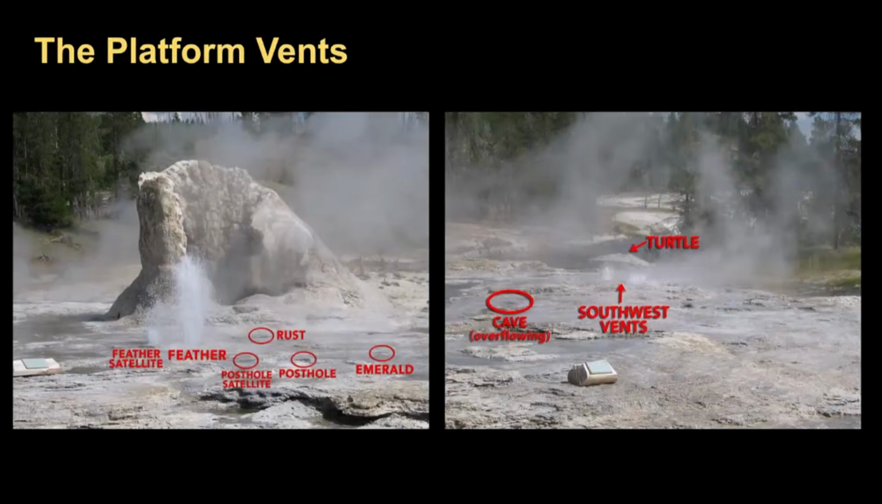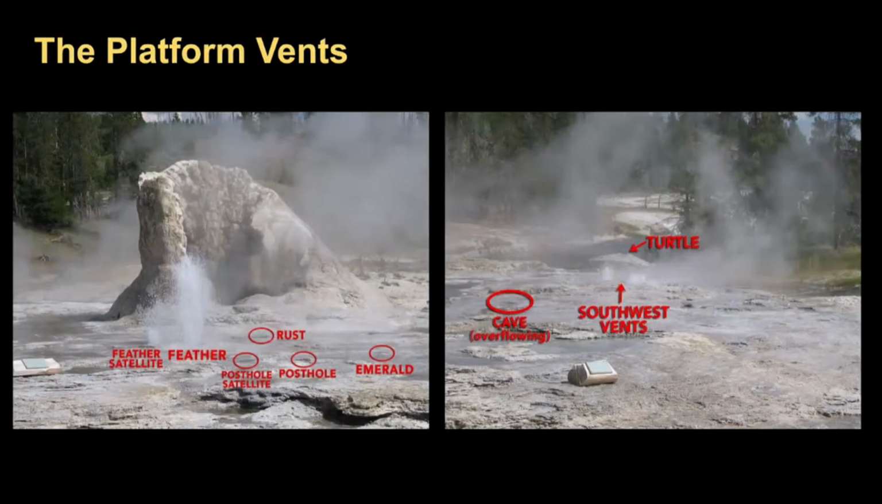To the right is Rust, which is a kind of crack in front of Giant's cone. It erupts to a few inches and can be active ahead of Feather or after Feather. Then moving farther over to the right, we have Cave, which has usually been active with stronger hot periods only. In this photo, it's overflowing. I'll have a photo of it actually erupting later on. That eruption can reach 2 to 3 feet high.